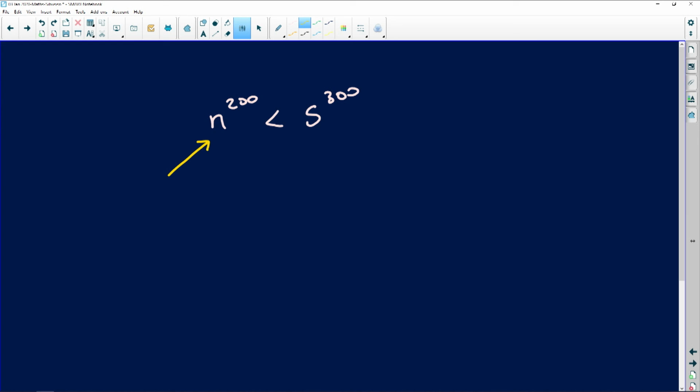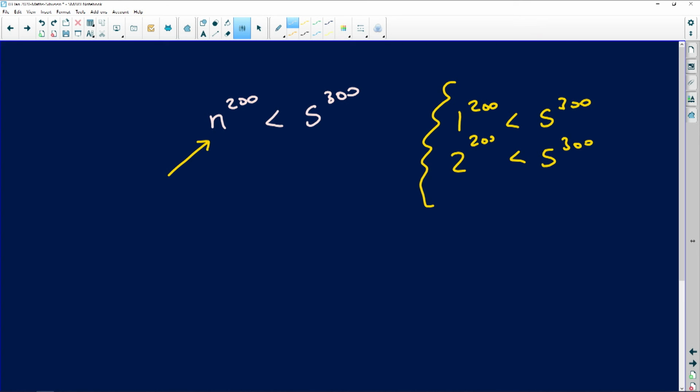One n value that we can think about is 1. Obviously, this is just me thinking with you guys. 1 to the power 200 is indeed less than 5 to the power 300. And 2 to the power 200 could probably be less than 5 to the power 300. So we want to know, what is that integer value that will satisfy this particular inequality? All right? Now think about it. Let's just try to get the exponents to look the same. What is the answer going to be?